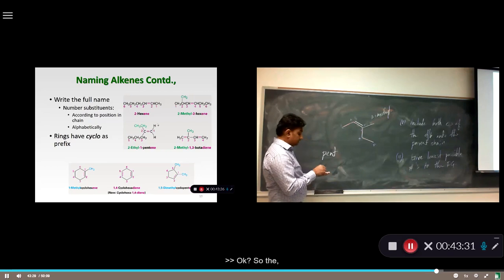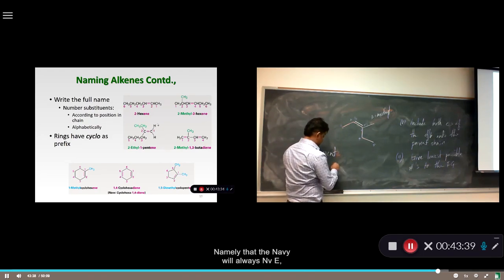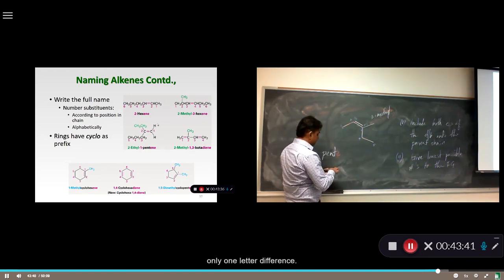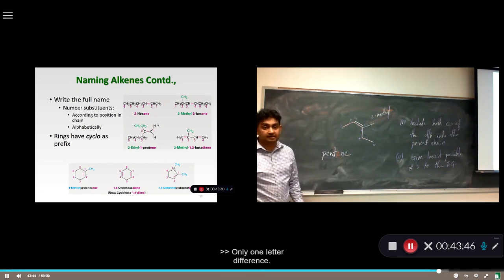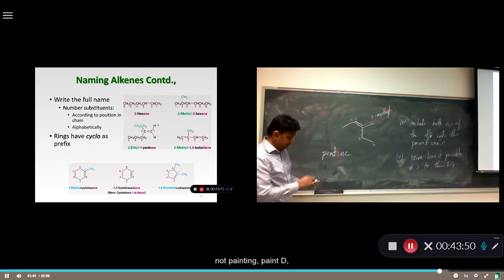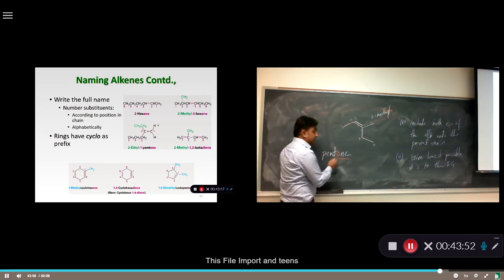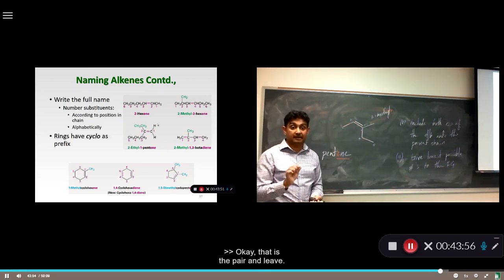So the first modification that you need to know when you are writing the alkene name is that the name will always end with ene. Only one letter difference, but it makes a huge difference. So this is a pentene, not pentane. Pentene. This part is important. Alkenes will always end with ene at the end. Okay, that is the parent name.